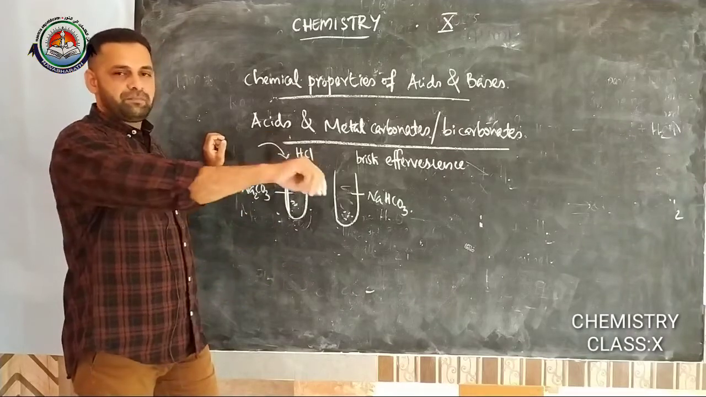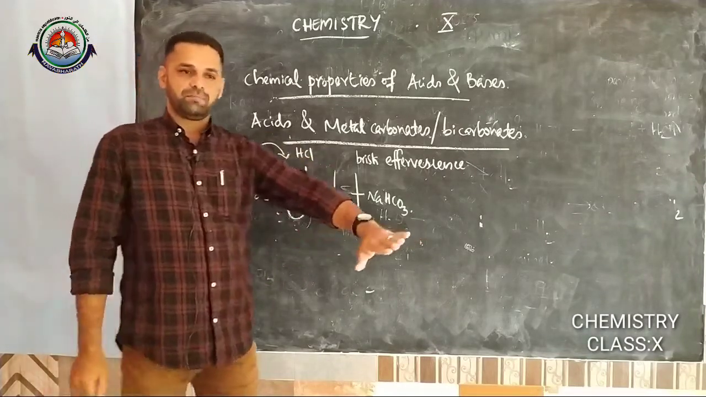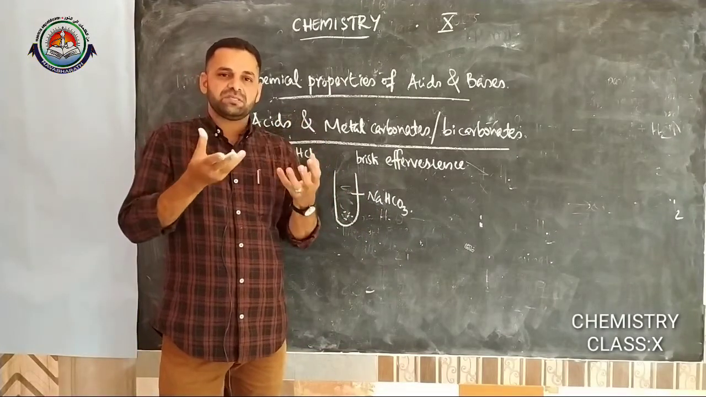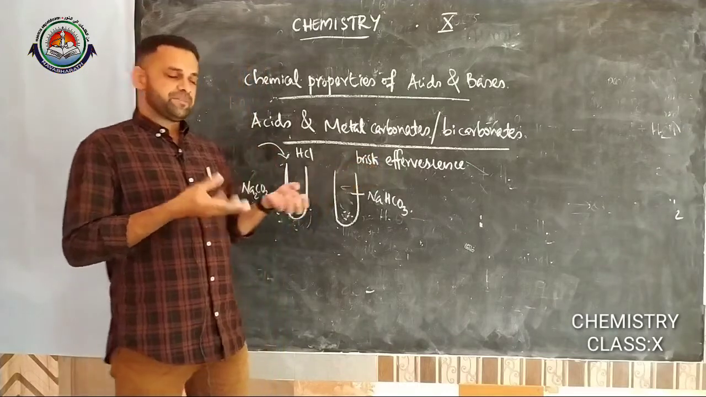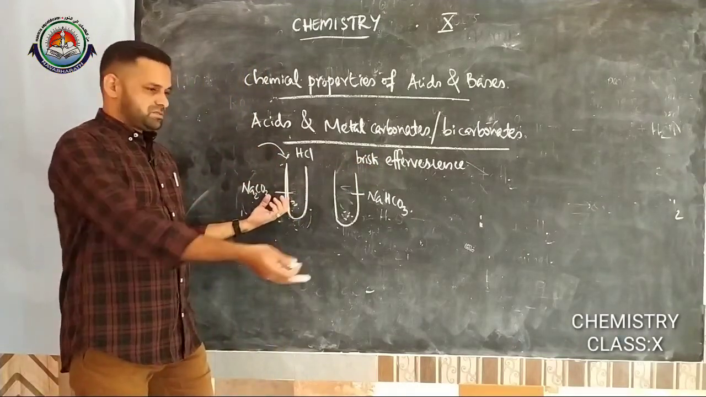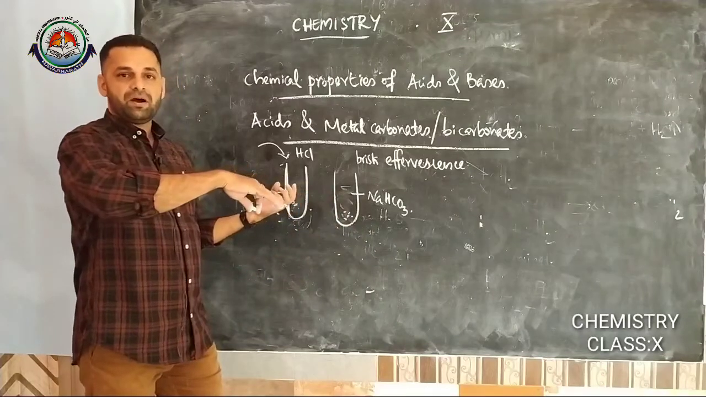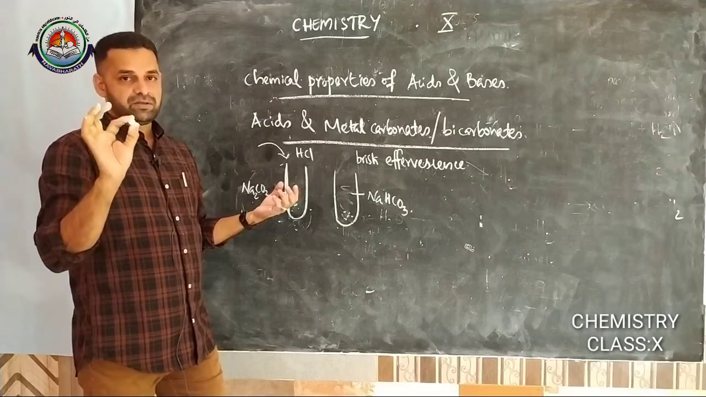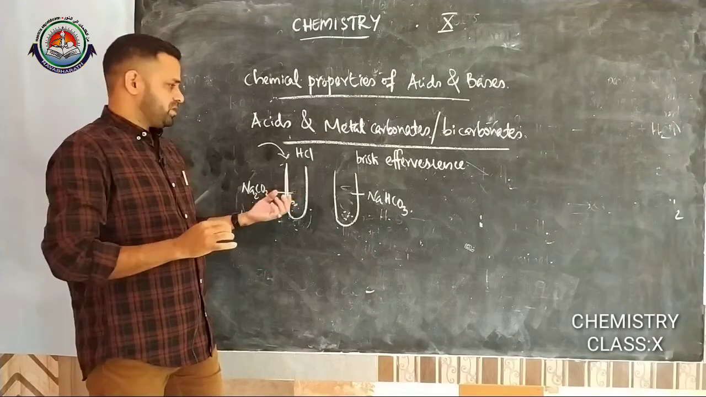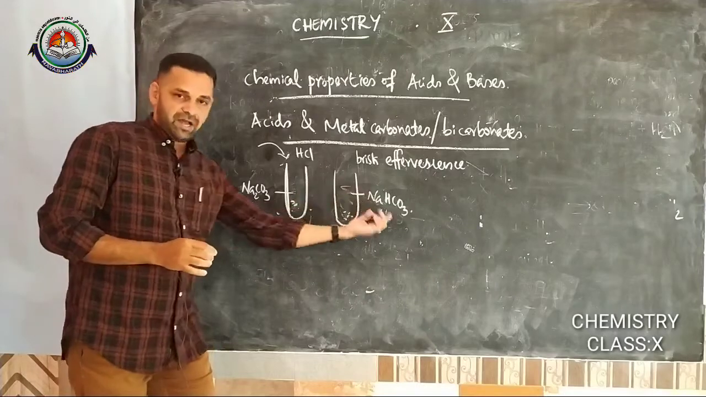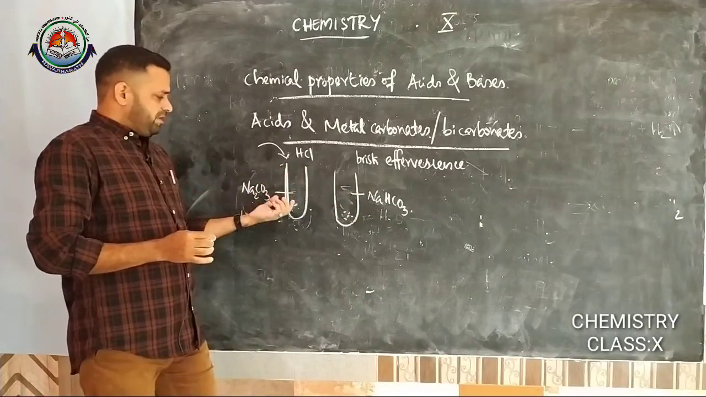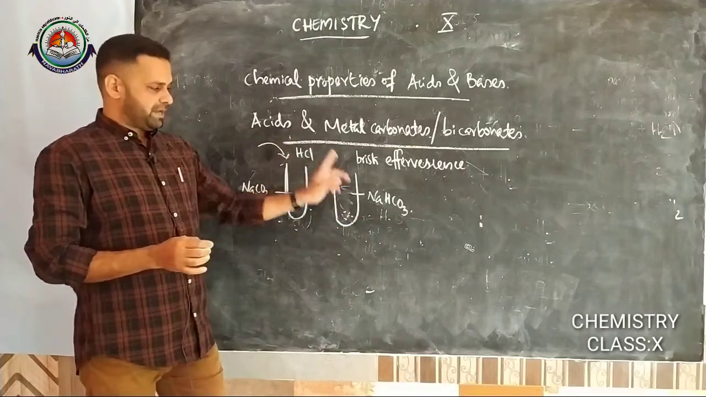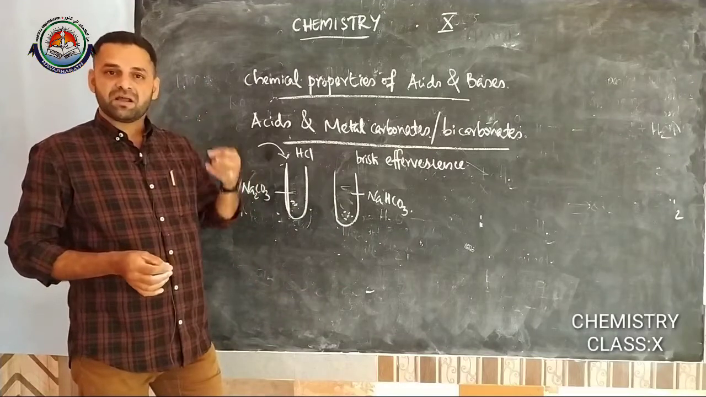Take marble: when we pour some acid on a marble floor, you can see some bubbles coming out, some sound is coming. That is called effervescence. Okay, so why? Because what is marble? Marble and chalk are different forms of calcium carbonate. So here also carbonate is there, here bicarbonate is there. So when we pour acid on a metal carbonate or metal bicarbonate, some bubbles come out.